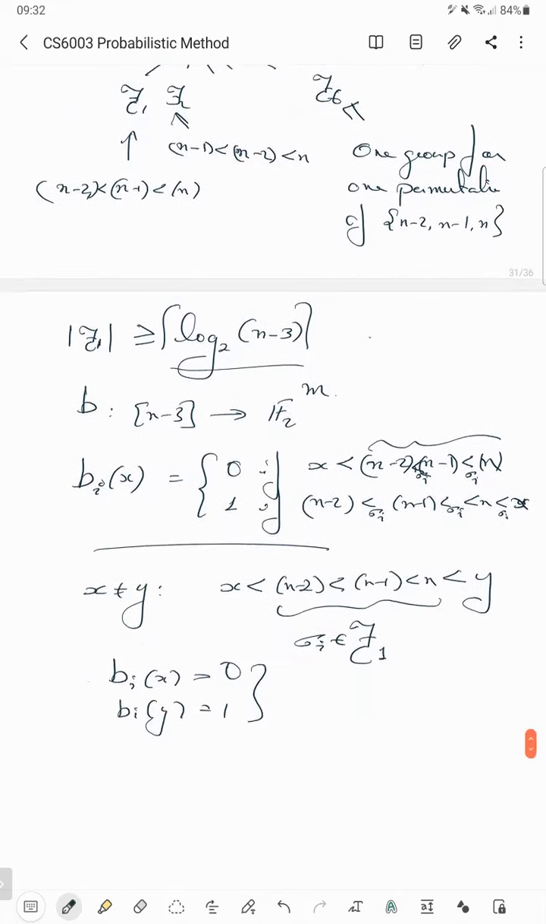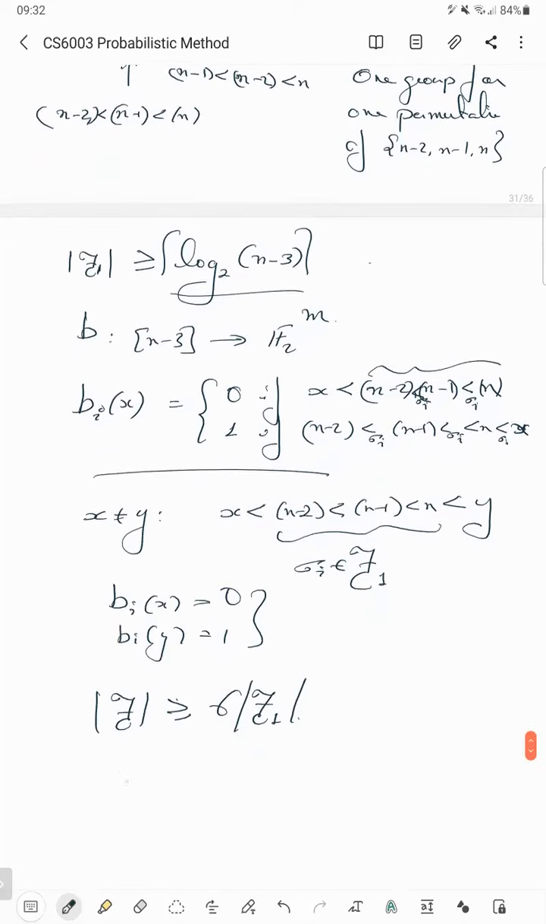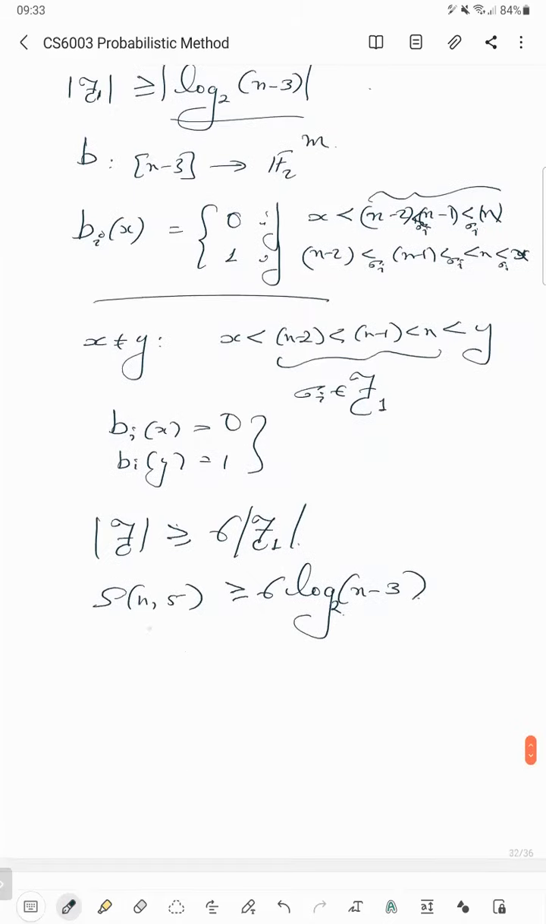And now, since all the partitions were disjoint, the same argument applies for F2, F3, etc. So you can have 6 times F1 as a lower bound. Okay, so this proves that S of n comma 5 is less than or equal to 6 times log n minus 3. Now I want you to guess, if I do this trick for a general k, what would be the expression which will come?